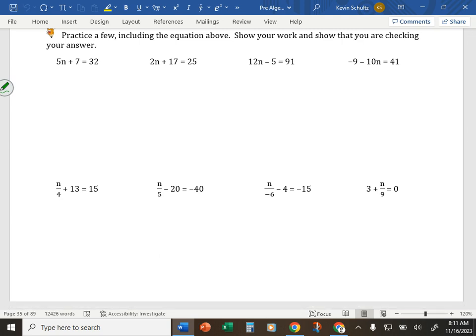Maybe you remember back to this from last year. I guess the biggest question here is, what do you start with? Do you start with the 5 or do you start with the 7? Do you undo 5 times n first, or do you undo the plus 7 first? Other way around. You undo the plus 7 first.